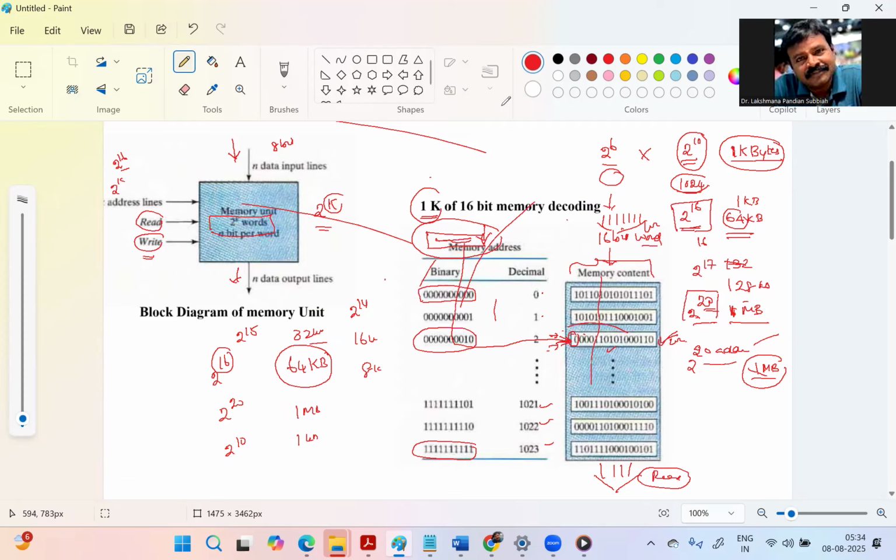Then here 8 KB. 8 KB is 2 power 13. Then 4 KB, 2 power 12. Then 2 KB, 2 power 11. So one more bit is added, then it will go to 2 kilobyte, right? So this is 1 kilobyte. So it is actually 1 kilo 16-bit memory. So each word is 16-bit memory, right?